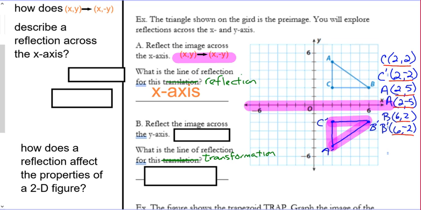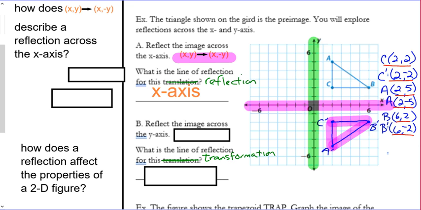So the next part, B, says let's reflect the image over the y-axis. So let's go ahead and look at the y-axis. The y-axis is right here, so anything now is green because we're going across the y-axis. Same holds true, okay? When we flip, each point has to be the same amount of units away. A is 2 units away from the y-axis. So that means that when I flip across the y-axis, I still need to be 2 units away.